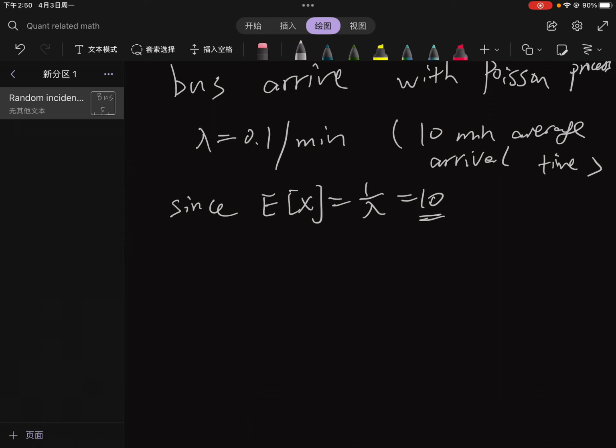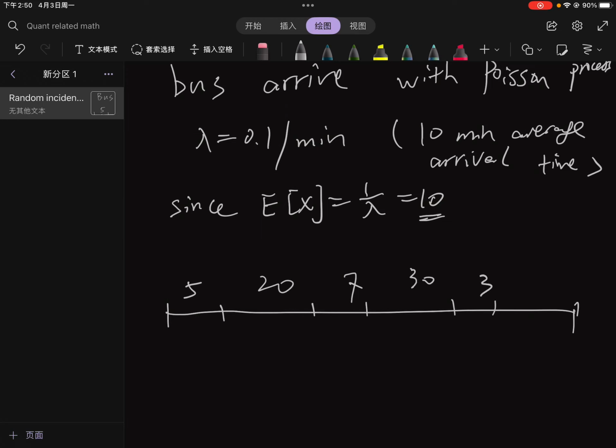And here, we want to know the random incidence, which means I'm waiting for the bus. So what's my average waiting time? Which means I have a timeline, and the intervals have an average of 10 minutes, but it might be 5 minutes, 20 minutes, 7 minutes, 30 minutes, 3 minutes, etc. Right? And there's more possibility to arrive in those longer intervals. That's the key of this thing.